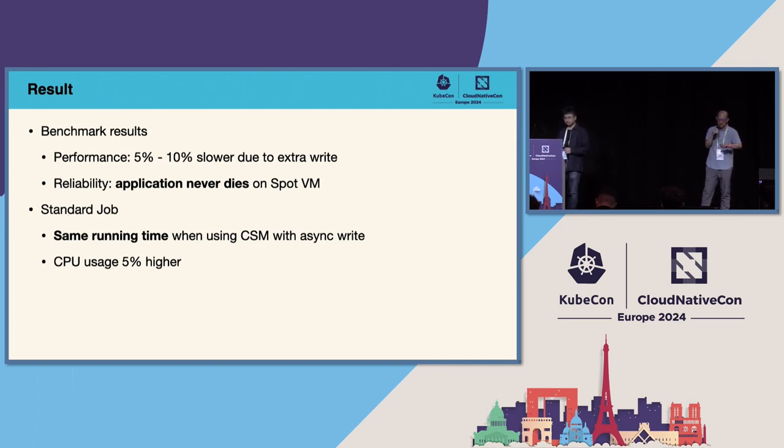And we also ran this on the standard jobs, which are basically large-scale applications in production. And we observed a similar result. Quite a few of our standard jobs, we enabled async write, and we observed the same runtime as the baseline. So that means the overhead is very minimal when we enable async write. So basically, we take a little risk, but we gain some performance boost.